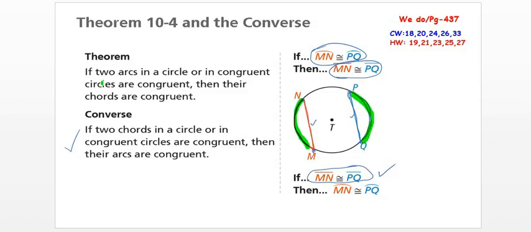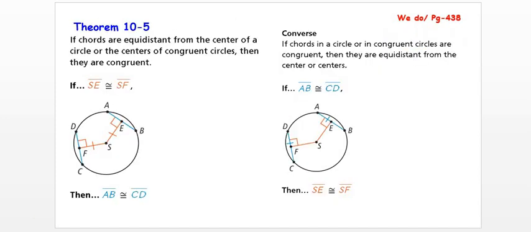So let's see, what do we have to solve next? Next we have another theorem, theorem number 10.5. It says if chords are equidistant from the center of a circle or the centers of congruent circles, then they are congruent. Very, very important theorem. If you know that the chords are equidistant from the center.